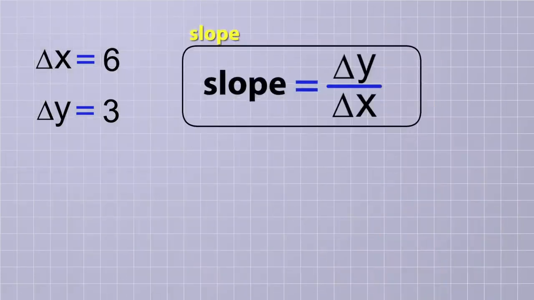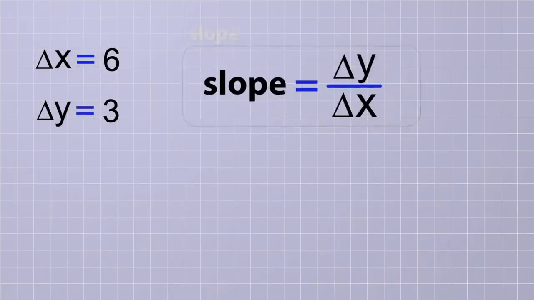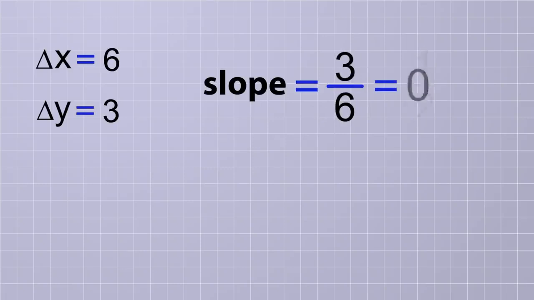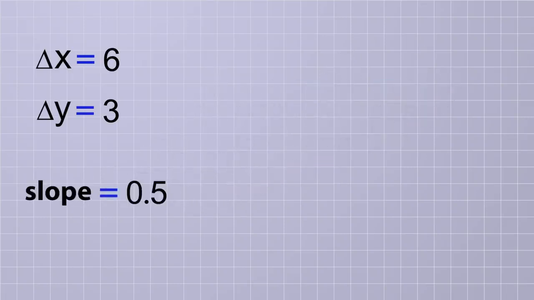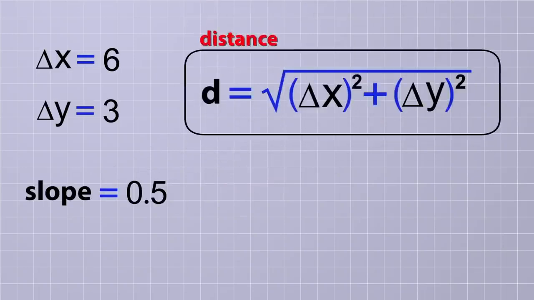Slope equals delta y over delta x. We just found that delta y equals 3 and delta x equals 6. So our slope equals 3 over 6, which simplifies to 1/2 or 0.5. That was easy. Now let's plug those deltas into our distance equation to see how far apart those points are.